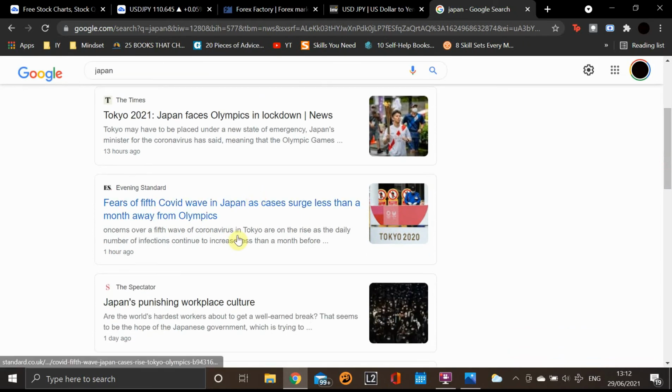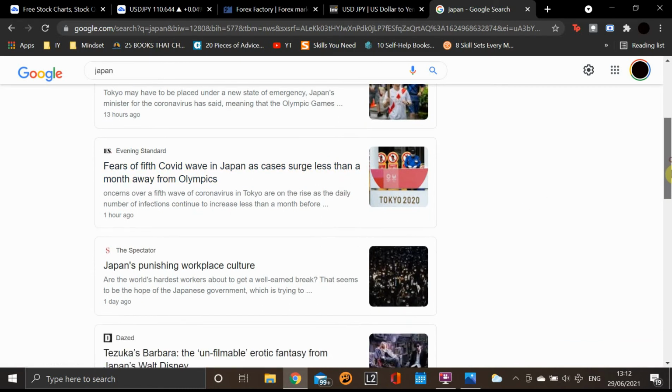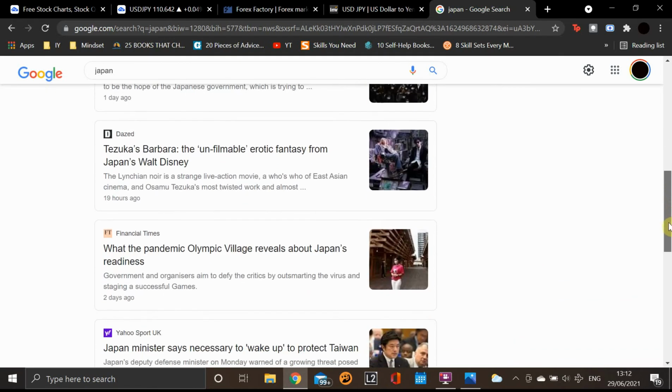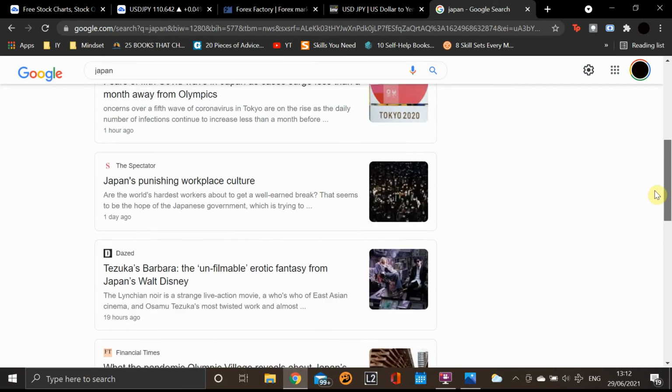Fears a fifth lockdown wave in Japan as cases surge less than a month away from Olympics. It's crazy. I can't believe these events are still going on. Euro 2020 and Olympics 2020. That's crazy.